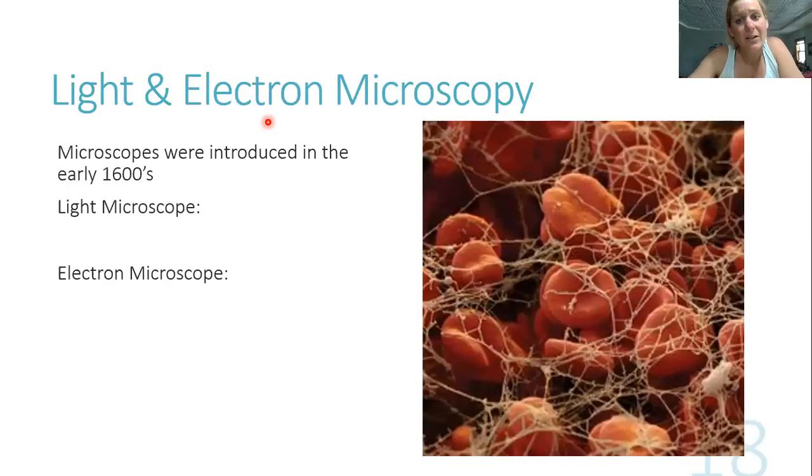Okay. Light and electron microscopes. Microscopes were introduced in the 1600s. You have a light microscope, which uses light to illuminate body tissue. And then there's also an electron microscope, which uses a beam of electrons, which have a smaller wavelength in comparison to light. This gives us much more precise images and higher magnification. This is an example of red blood cells shown under the electron microscope. The light microscope was good, but not as good as the electron.